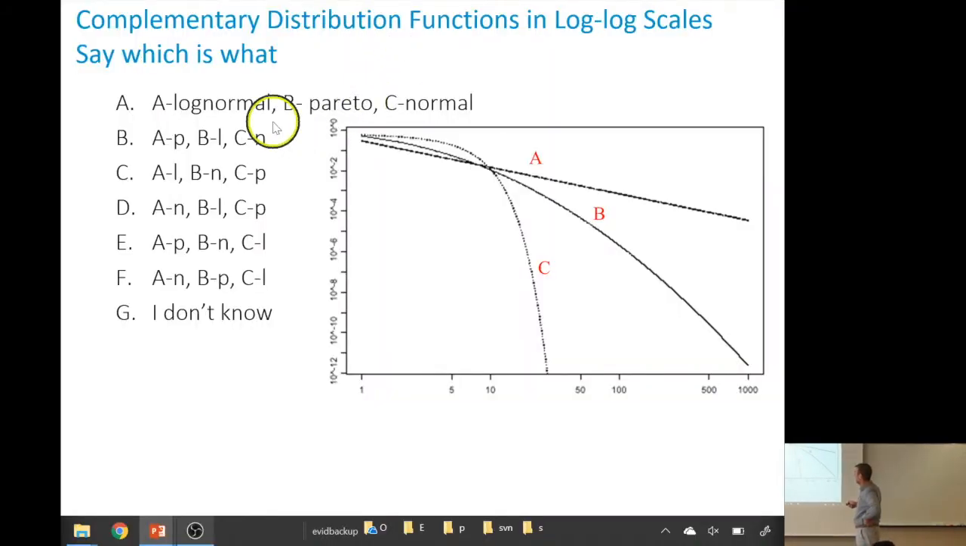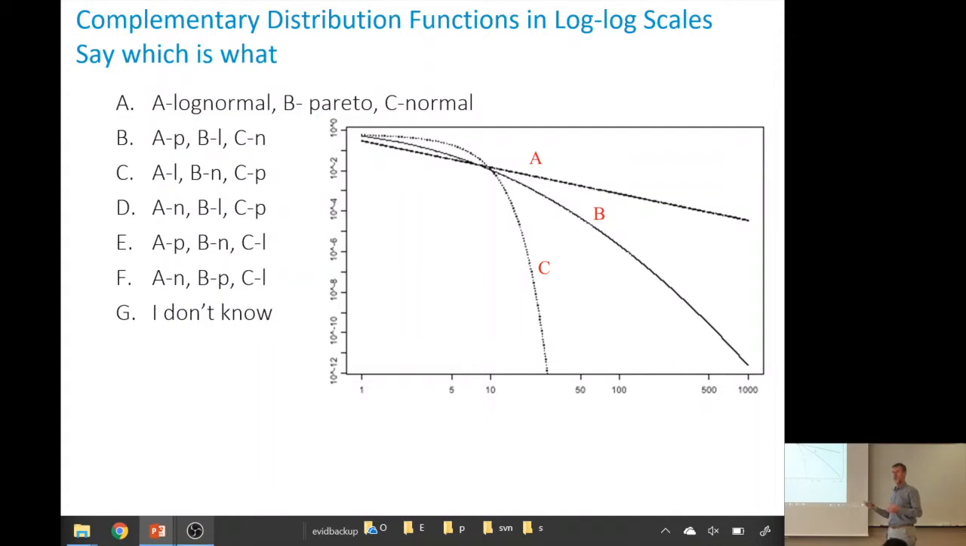The majority says B, which is correct. Pareto follows the power law, so we should see a straight line. So A must be B. Then we have the choice. One of them should be log normal, the other one should be normal. And we know the log normal is, contrary to the name perhaps, the exponential of a normal. Right. The log of a log normal is normal, which means it's the exponential of a normal.